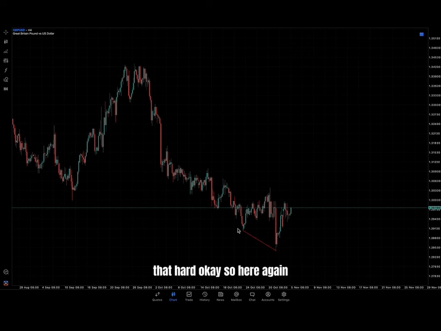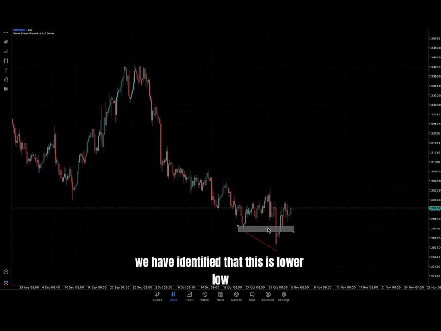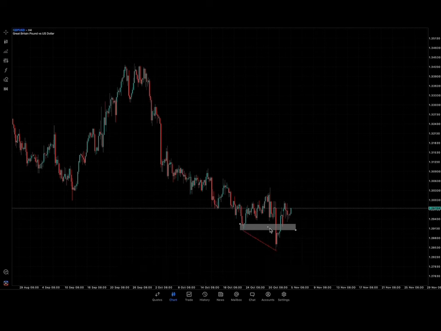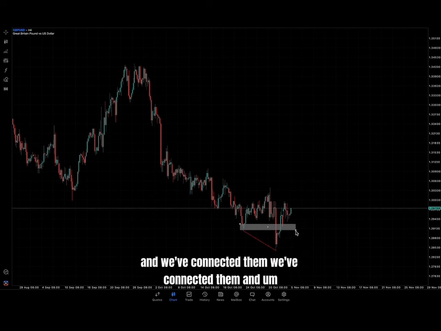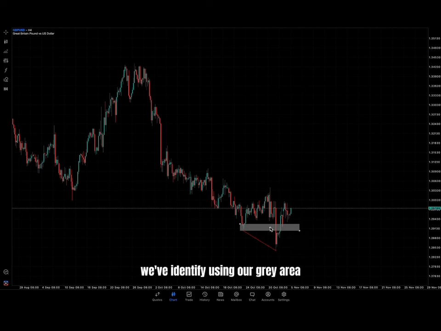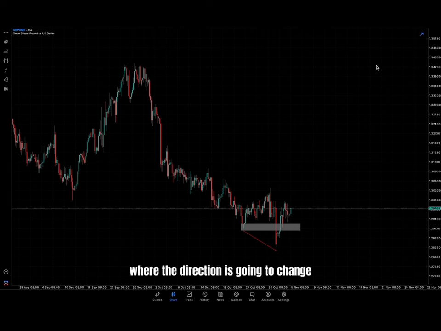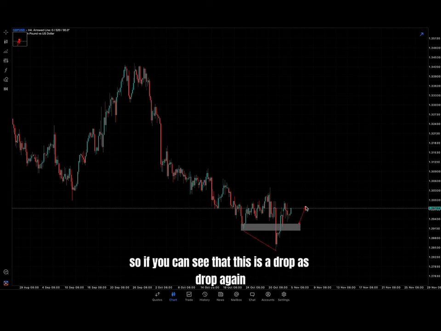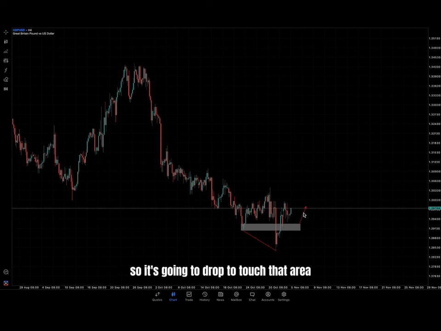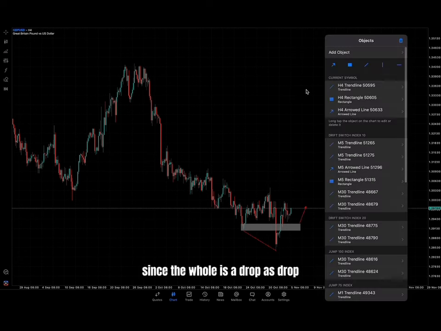Okay, so here again, like the previous one, we have identified that there is a lower low, the lowest region and the second lowest region, and we have connected them. And we have identified, using our gray area, the area of liquidity. Once we see the area of liquidity, we definitely know where the market is to come down to, and we definitely know where the direction is going to change. So if you can see that this is a drop base drop again, it's going to drop to touch that area, go back up and continue dropping, since the whole is a drop base drop.